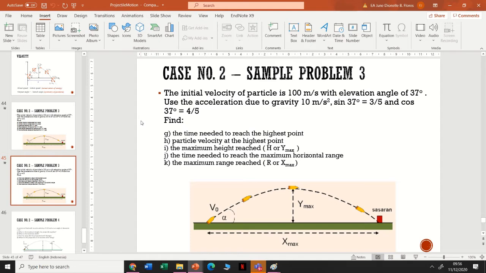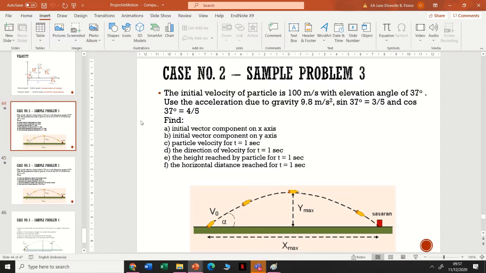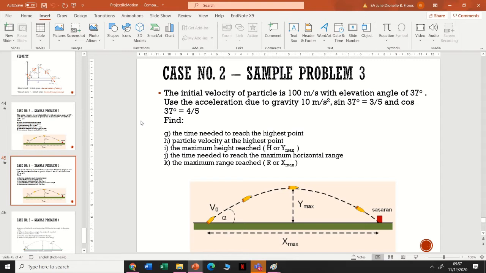And then we have an initial velocity of 100 meters per second, and we were able to solve the following quantities initially from letters A to F. After that, we are now to solve for letters G to K. Starting with letter G, that is the time needed to reach the highest point. So we would like to get the time it would take that projectile to reach the maximum height.